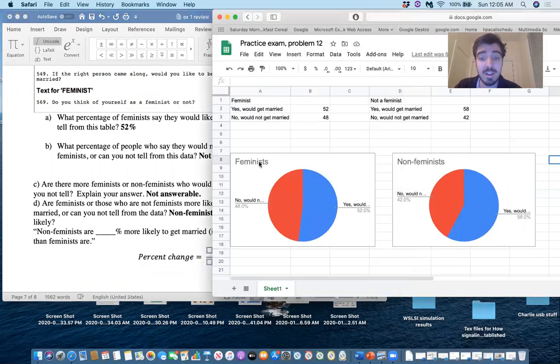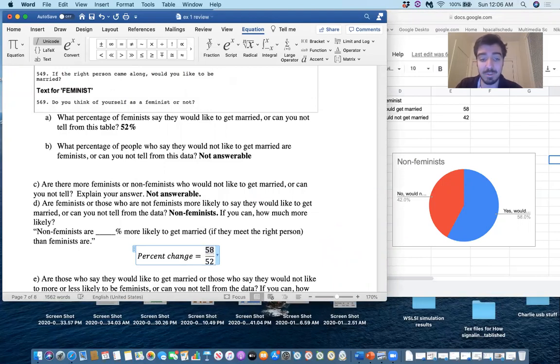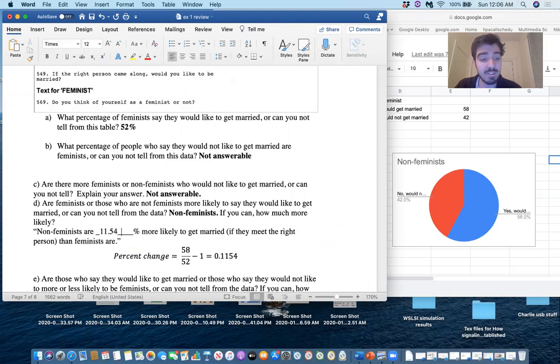So for feminists, right, their probability of getting married to the right person is 52%. We'll put that on bottom. Okay. And then for non-feminists, it is 58%, right? And that is all minus 1. Let's see what we get here. 58 divided by 52 minus 1 should be 0.1154, about like that throughout. Right? So non-feminists are 11.54% more likely, right, to get married than feminists are. Right? And that's our solution for that one.